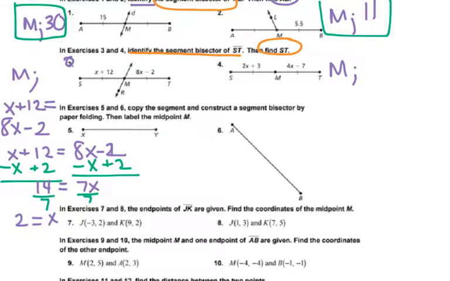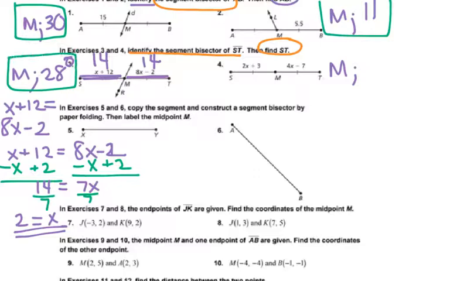Now that I know x equals 2, then I can go back and solve this small equation from here to here. That makes 2 plus 12 equal to 14. It also makes 16 minus 2 equal to 14. So ST then is 14 plus 14, which is 28.